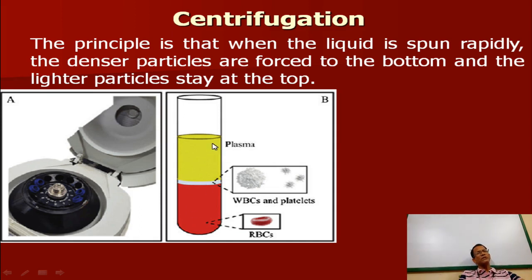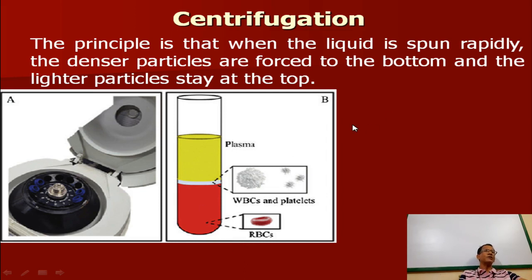The example is separation of plasma, RBC, WBC from the blood using a centrifuge machine. Plasma is lighter, so it remains in the upper layer, and RBC is heavier, so it remains in the bottom layer. In between the plasma and RBC, the middle particles, some lighter particles, that is WBC and platelets, remain in the middle. In this way we can separate plasma and RBC from the blood.